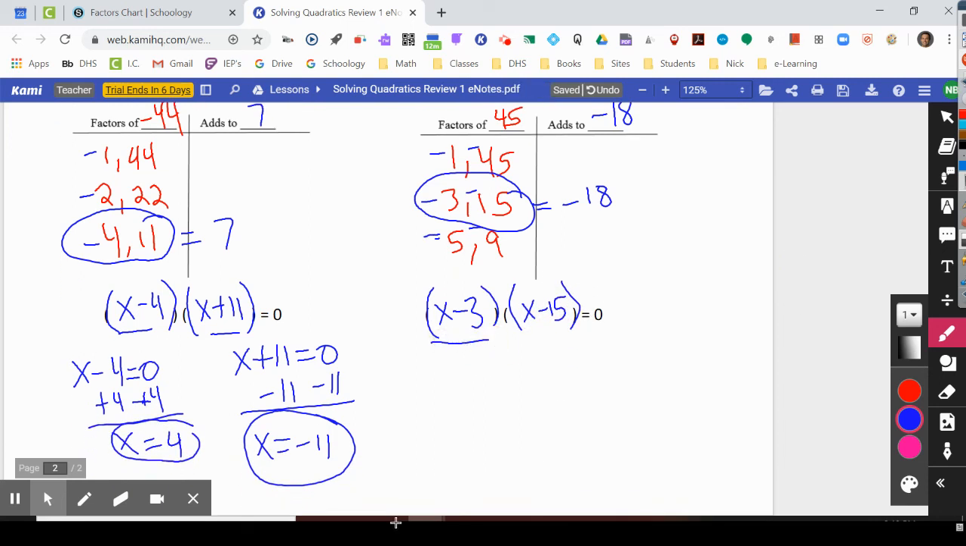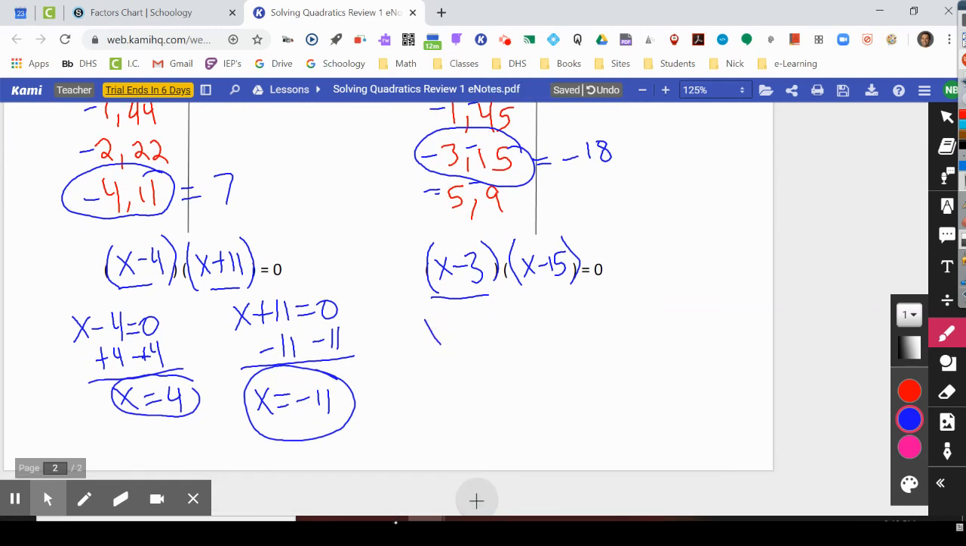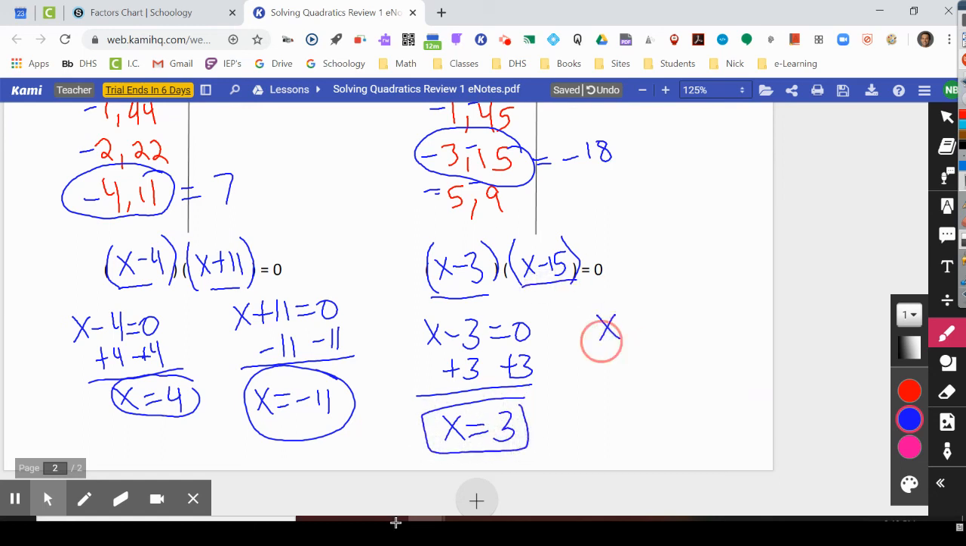Again, I can set each of my factors equal to zero using the zero product property, the ZPP, to solve. I'm going to add 3 to both sides, and we get x is equal to positive 3. Then we can also say that x minus 15 is equal to 0. We add 15, and we get x is equal to 15.